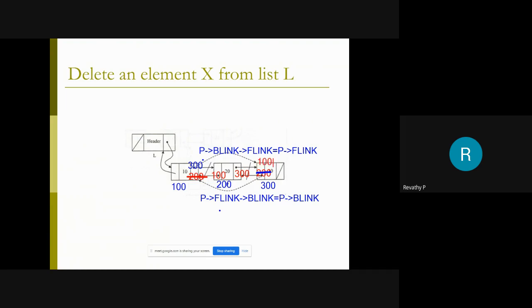100. So what's happening after this 10, the next node is at 300. So it will come over here. In this node, the predecessor node is 100, so this will go here. So this node is now detached, so now you can free this. So this is the concept for deleting the element X from the list L.